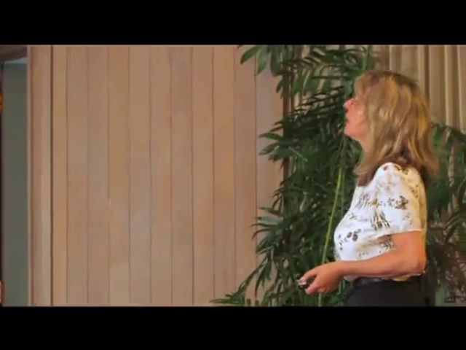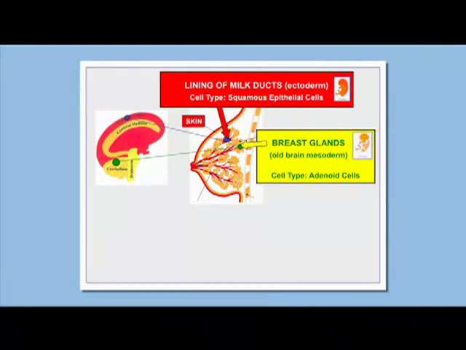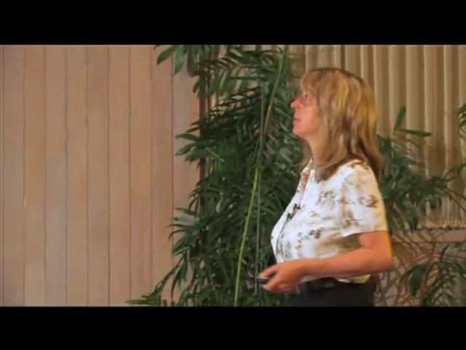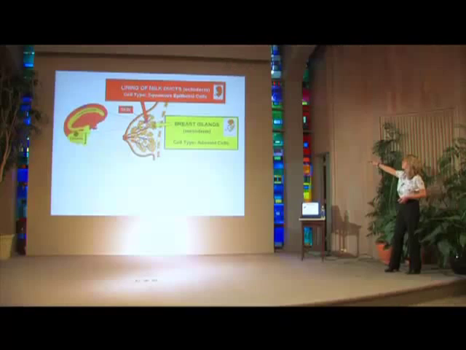In order to understand breast cancer, we have to take a closer look at the main tissues of the breast, which are the breast glands, the milk-producing glands, and the milk ducts that carry milk to the nipple. So let's look at the system, because that will explain why there are two different breast cancers.